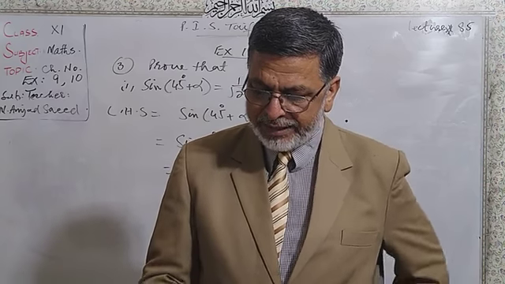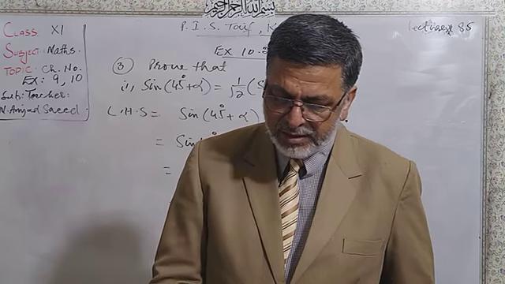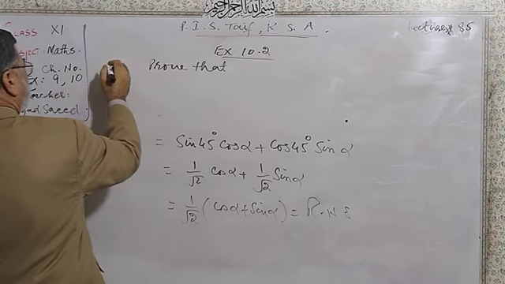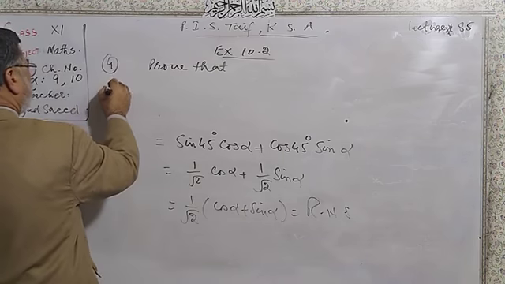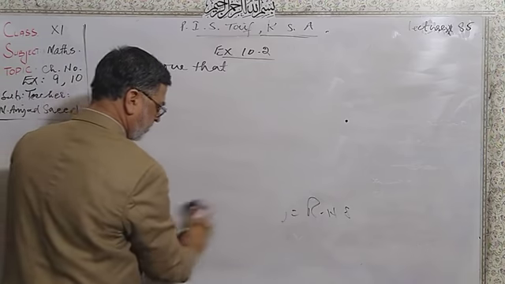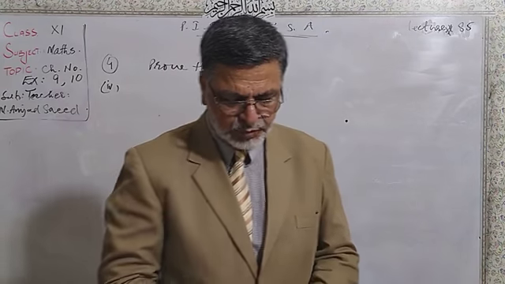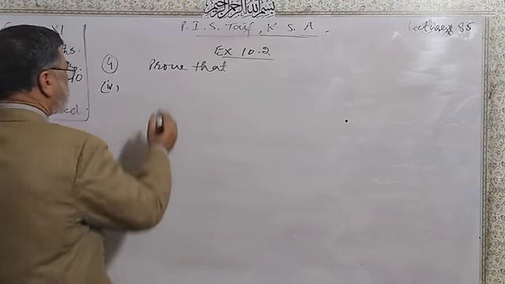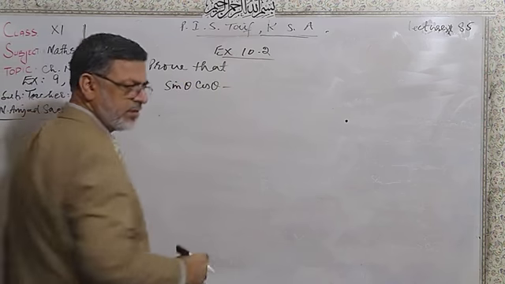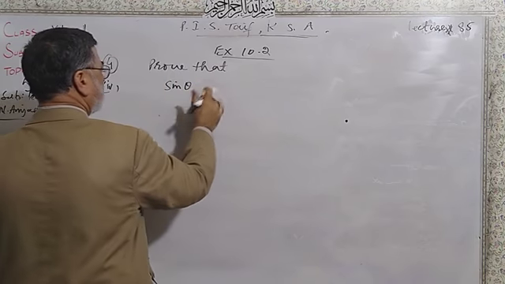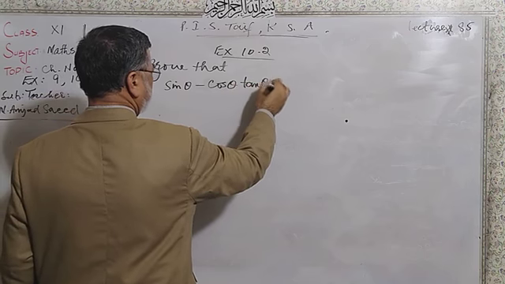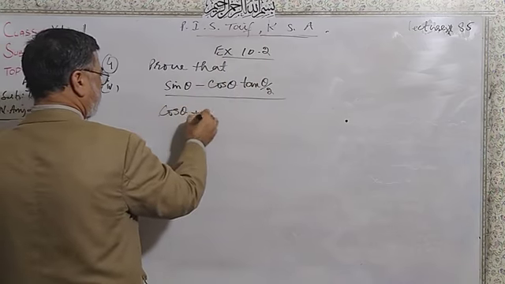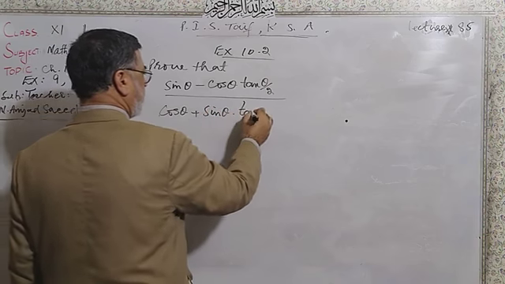Part number 3, 4 and 5 are given. I am taking part number 4. Question number 4 and part 4. Prove that sin theta minus cos theta tan theta by 2 over sin theta minus cos theta tangent theta by 2, divided by cos theta plus sin theta tangent theta by 2.